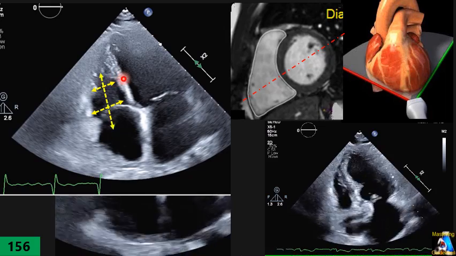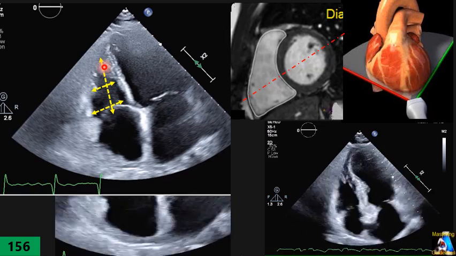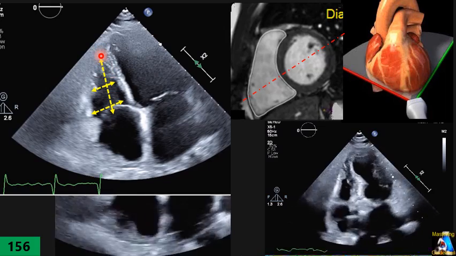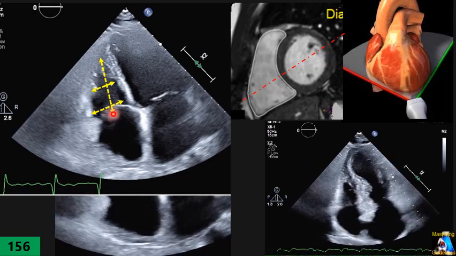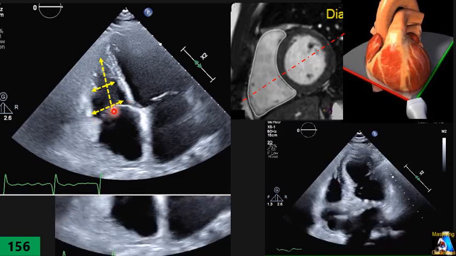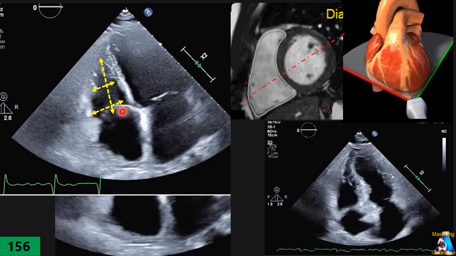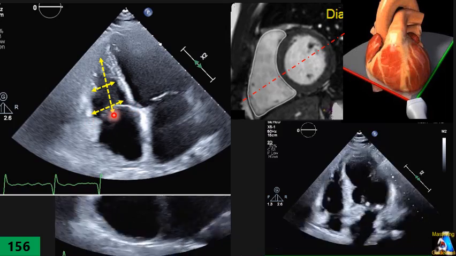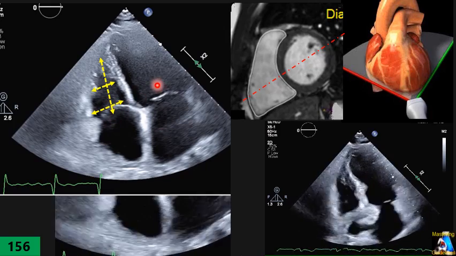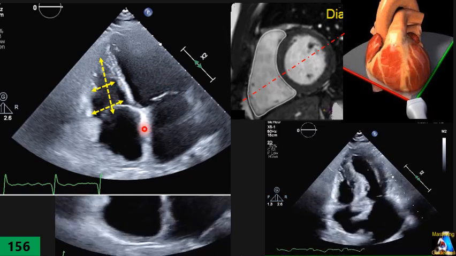Then the last dimension, you measure the length of the right ventricle. For that, you put it at the tip of the right ventricle, the apex, and then connect it and go all the way to the mid of the tricuspid annulus, not the basal one, the annulus line here. As you can see, it came up to here. That is the correct way to measure right ventricle dimensions in the four chamber view.